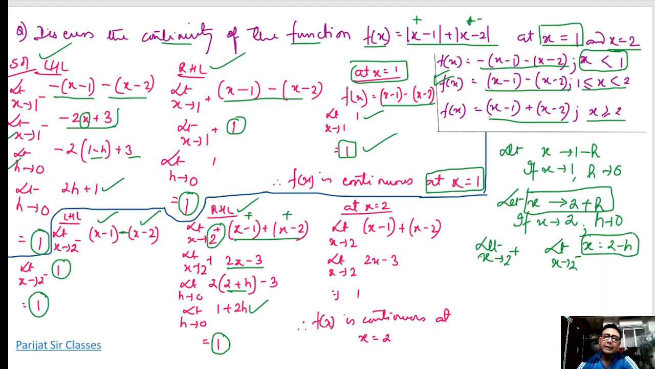At x equal to 2 we don't have to take anything, this is positive, so putting the value of x as 2, we are getting this as 1. Now see, the left hand limit, the right hand limit, and the value at x equal to 2 are all the same. That means it is continuous at x equal to 2.